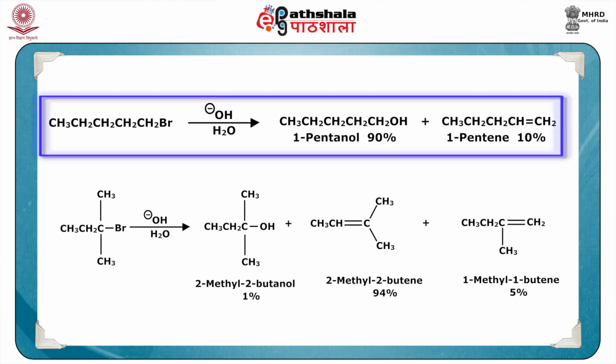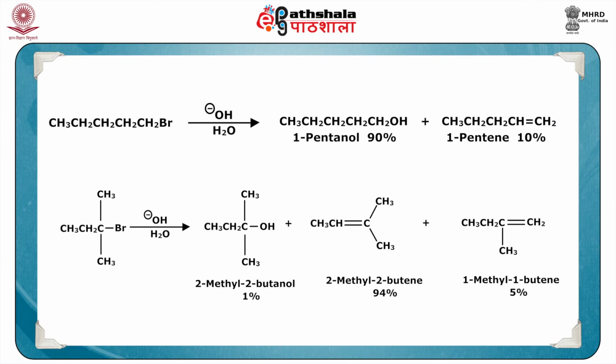Notice that in this equation you can see when this normal pentyl bromide is reacted with aqueous OH minus, then there is a formation of 1-pentanol, which is 90%, and 1-pentene, 10%. And you can notice 1-pentanol is the substituted product and 1-pentene is the eliminated product. So, the substitution product is dominating when you have this medium.